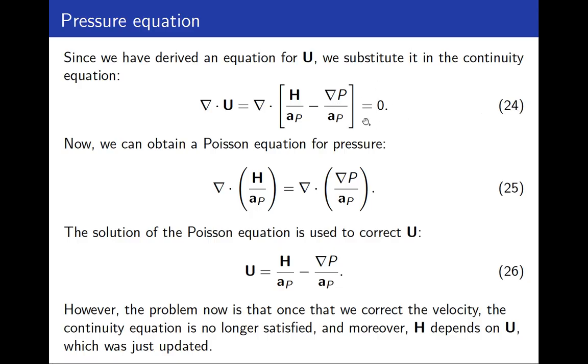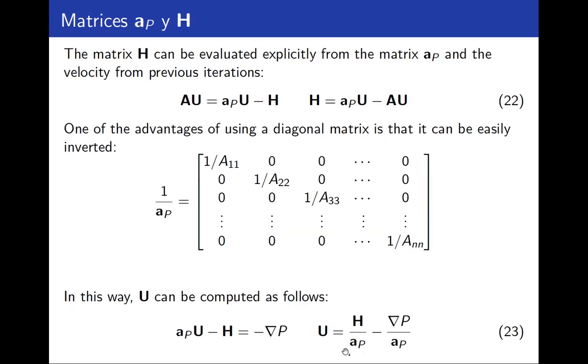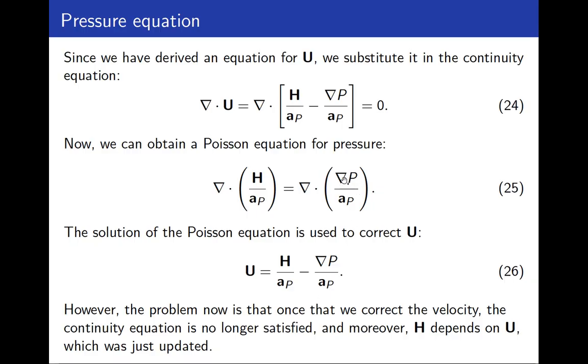So you can see where we are going. So we will use equation 24 to obtain a Poisson equation for pressure. So this equation 24 can be expressed as equation 25. So from here we will obtain a Laplacian for the pressure. And with the solution of the Poisson equation, that means equation 25, we will use these new values of pressure to correct the velocity field. So we will substitute the pressure gradient into this equation to obtain a corrected velocity.